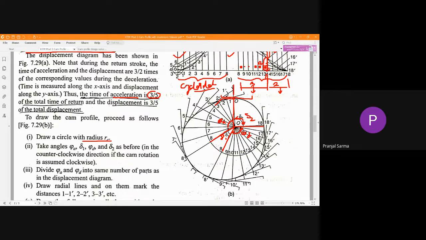Okay, and whatever number of divisions we have made in the displacement diagram for the ascent stroke as well as for the descent stroke, that many equal divisions we make in the ascent angle here and the descent angle here. Here we make 8 equally spaced divisions: this 120 degrees is divided by 8, and that is the angle we consider. Similarly, for the dwell we don't have to do anything. Once again for the descent stroke we have considered 10 divisions, so here also we'll make 10 divisions, and the corresponding nomenclature has to be used, like 1, 2, 3, 4 and so on. Up to this much it's okay.